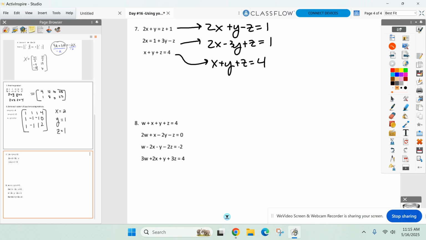All right, go to RREF. Type in that new matrix now, including the answers on the other side.